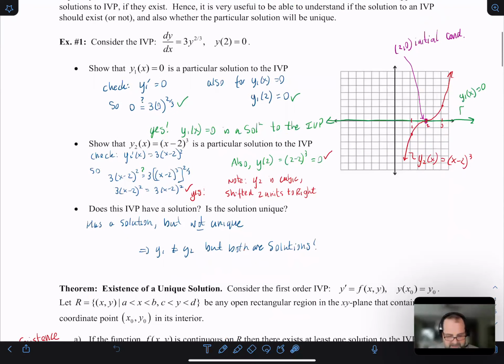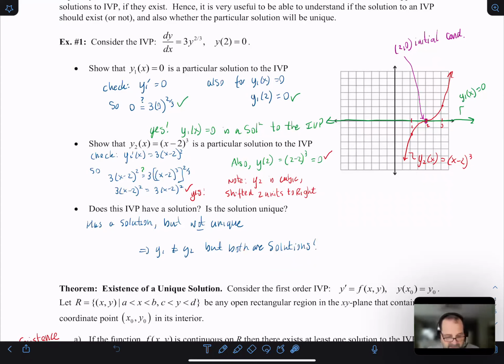Here's a fairly simple differential equation. dy/dx equals 3y to the 2/3. The initial condition is y(2) equals 0. So we're basically looking for the particular solution curve to this DE that passes through the point (2, 0). The exercise is, first, to show that the constant function y1 equals 0 is a particular solution to this initial value problem.